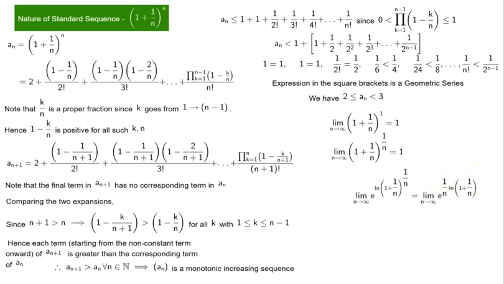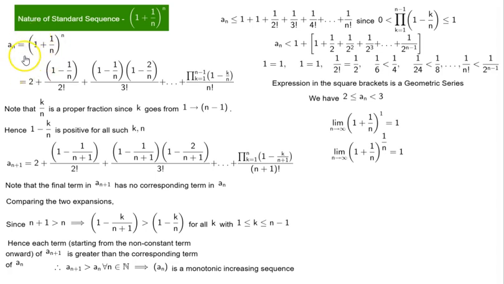And now we take the limit. So what happens? 1/n goes to 0. We have 1 plus 0, 1. Natural log of 1 is 0. 0 times 0 is 0, which means e to the power of 0. And e to the power of 0 is 1.